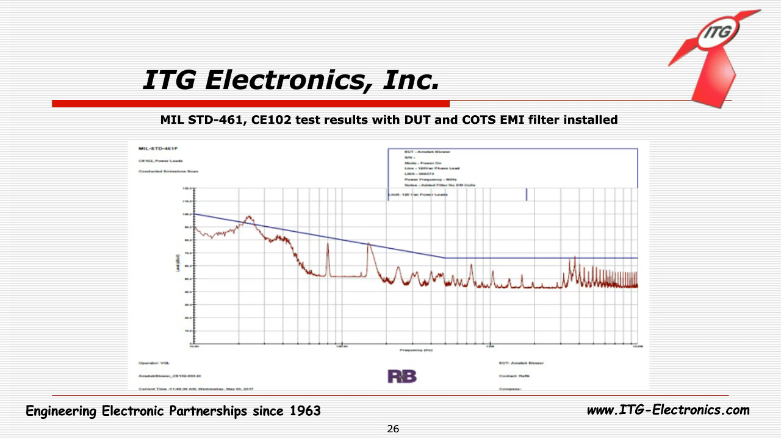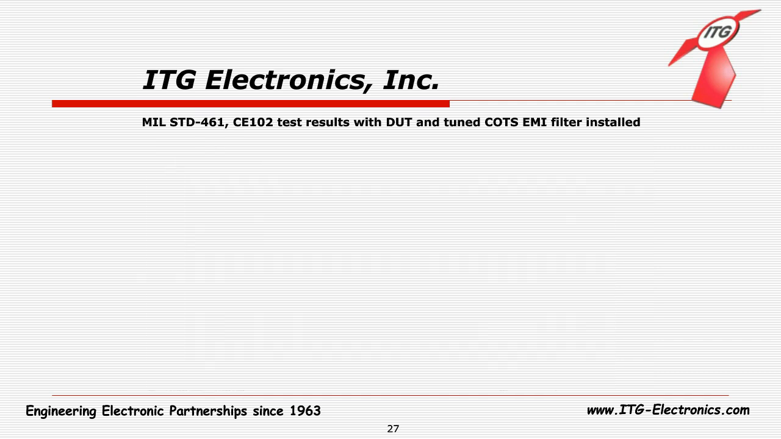So by changing the component, adding a differential mode inductor and changing the common mode inductance slightly, as you can see, the test results are well within the requirement and the limit line.